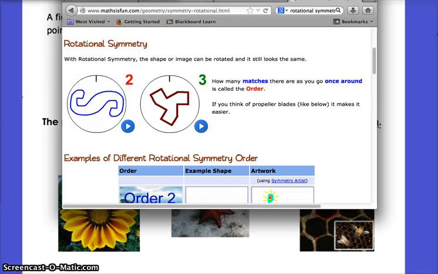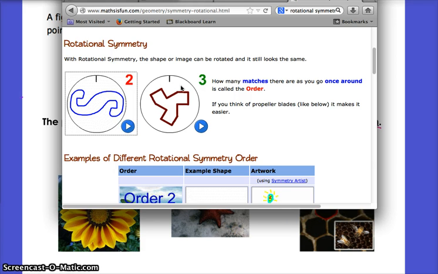So if you look at these two pictures here, let's look at this first figure. You have this S-type figure. This line's up here. It's going to turn, and we're going to see how many times it lands on itself within one rotation. So once this black line gets back up there, how many times will this S have landed on itself? So let's see. There's once, and there's twice. So this would have an order of 2 because it lands on itself twice in one full rotation.